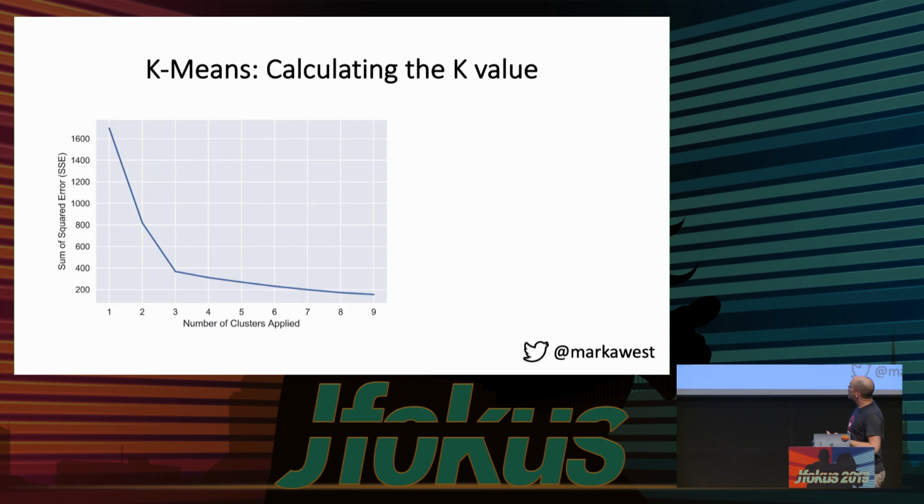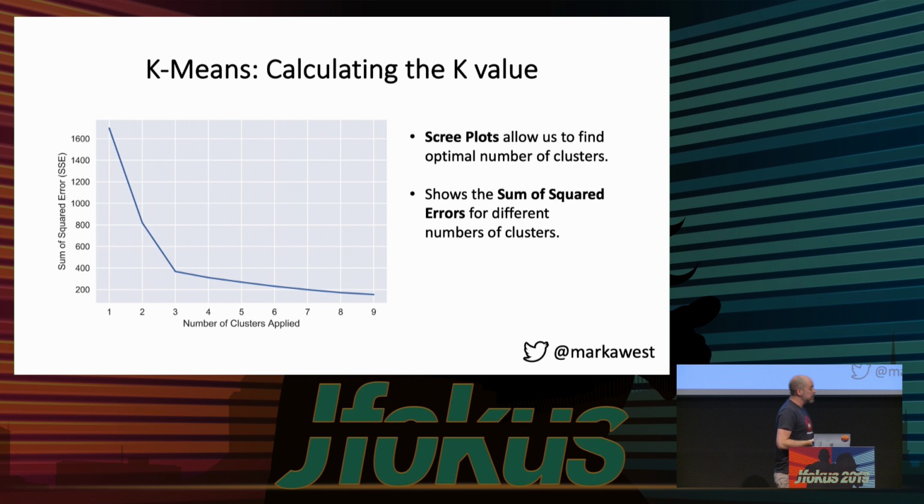And if I plot my data against the amount of clusters that I apply, so that data I showed you at the beginning with 150 data sets, which was 3 clusters, what we find is if we plot the sum of squared error against the number of clusters, we see that at this point here, we get a sharp bend in our graph. And that is actually how we can visually calculate the right number for k. So this is what's called a scree plot.